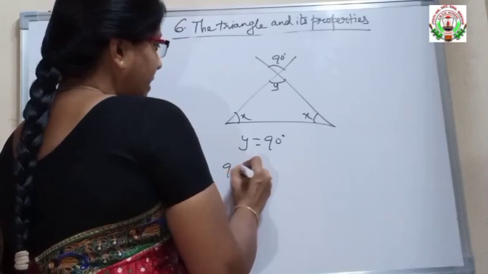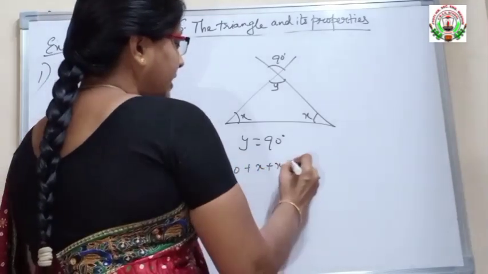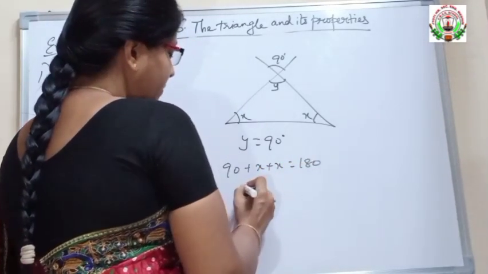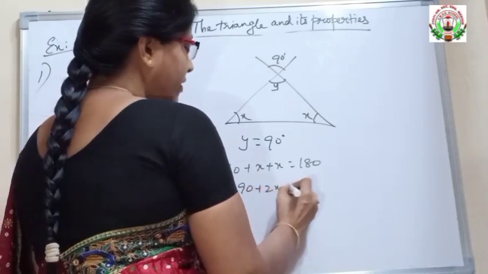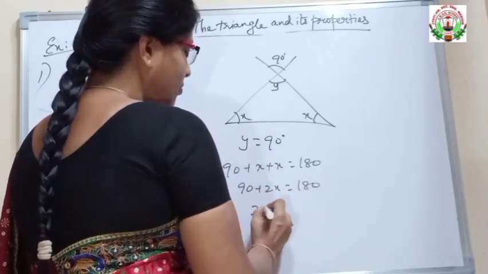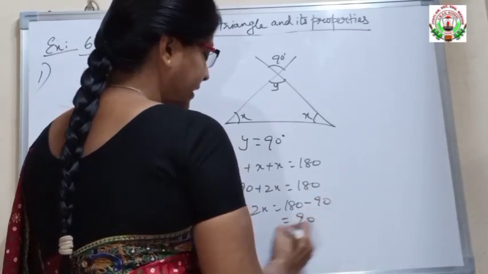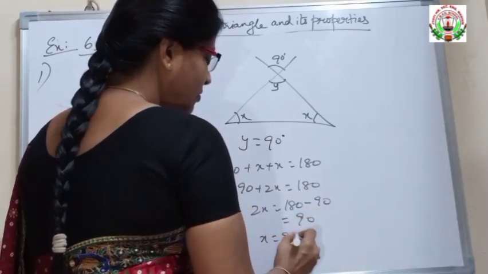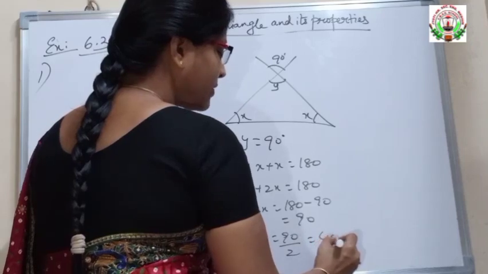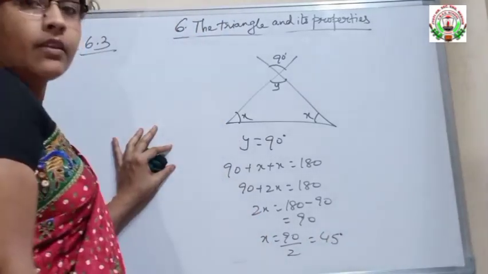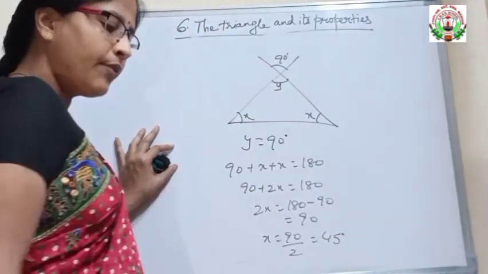So 90 plus x plus x, that is 90 plus 2x, is 180. 2x is equal to 180 minus 90, that is 90. x is equal to 90 by 2, so it is 45 degrees. This is your fifth one solution.